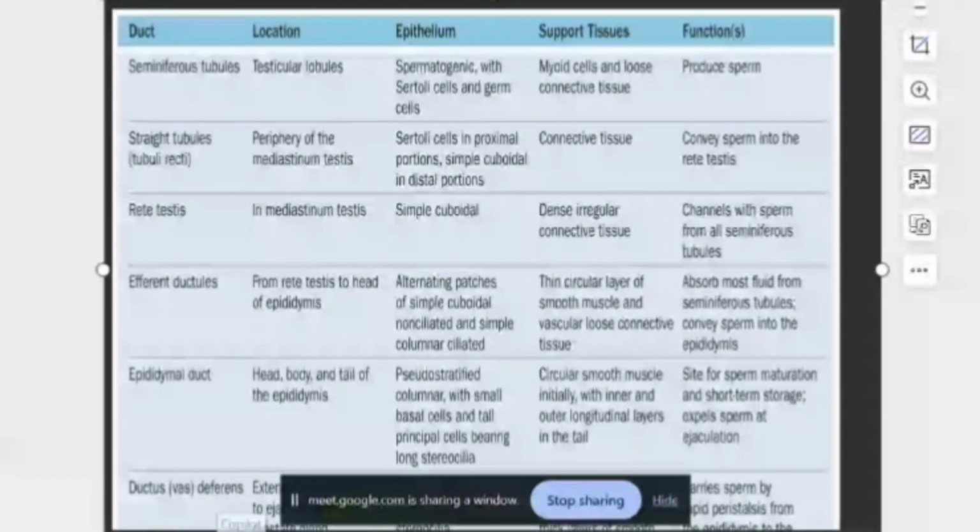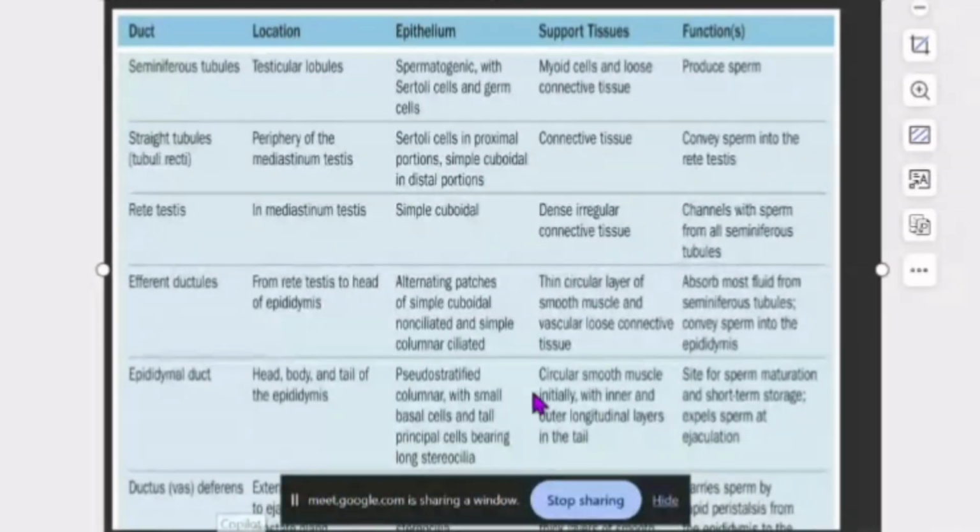The support system for the seminiferous tubule is your myoid tissue, and in your straight tubules you find connective tissue, and your rete testis is specifically dense irregular. As you move outward towards your efferent ductules, that's when you start to form a thin cellular layer of smooth muscle. Then your epididymis has circular smooth muscle initially, and then inner and outer longitudinal layers in the tail. When you move to your vas deferens, that's where you have three layers: inner longitudinal, middle circular, and outer longitudinal.